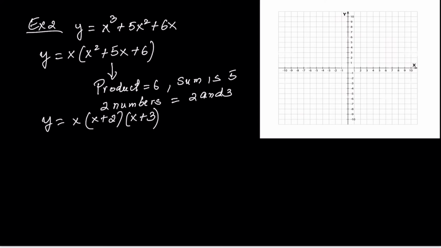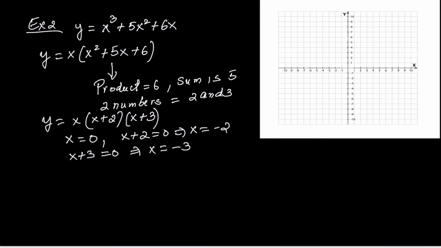Step 2. Find the zeros. Set each factor equal to 0. X equals 0. X plus 2 equals 0. X equals negative 2. X plus 3 equals 0. X equals negative 3. All multiplicities are 1, so the graph cuts through each intercept.